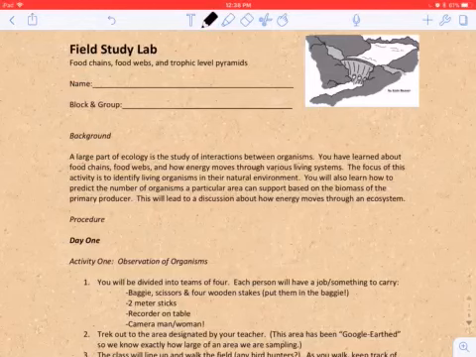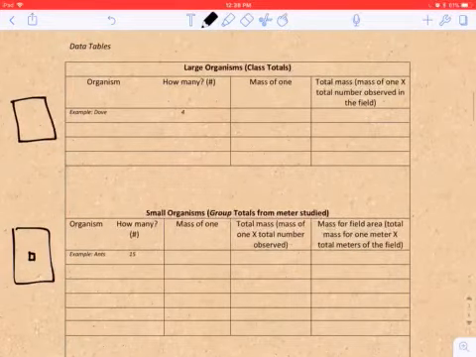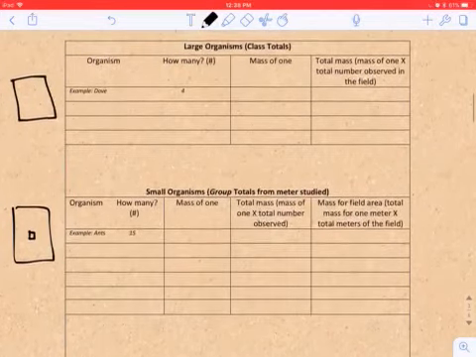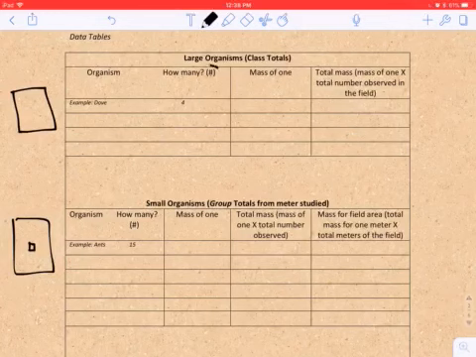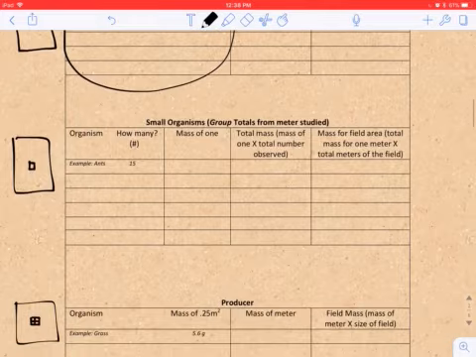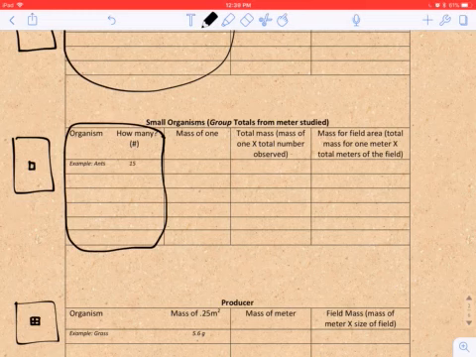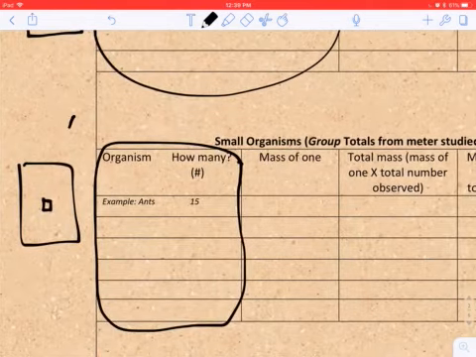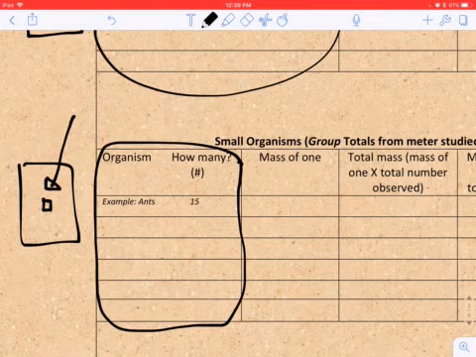All right, we are finishing up the second day of the field study lab after being outside. You are first going to fill in the organisms, the large organisms, and how many you found in the entire field as a whole class. This was the whole big field. Then, in your group, fill in how many small organisms could fit in your little meter by meter square.